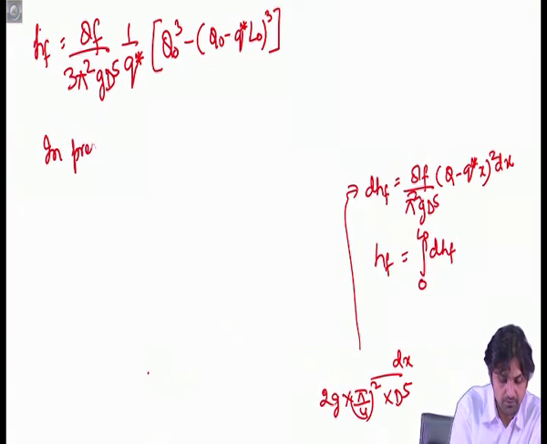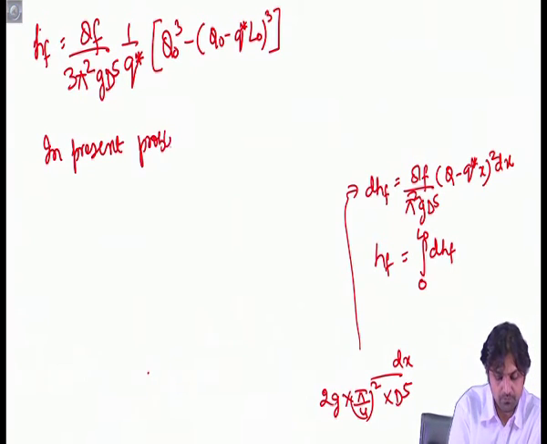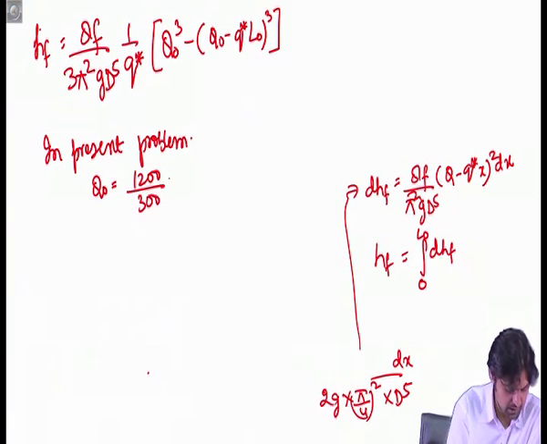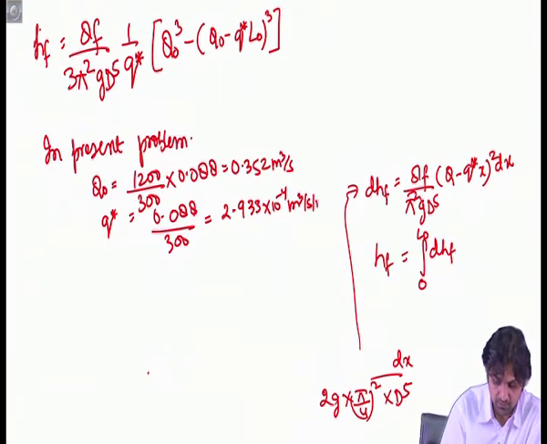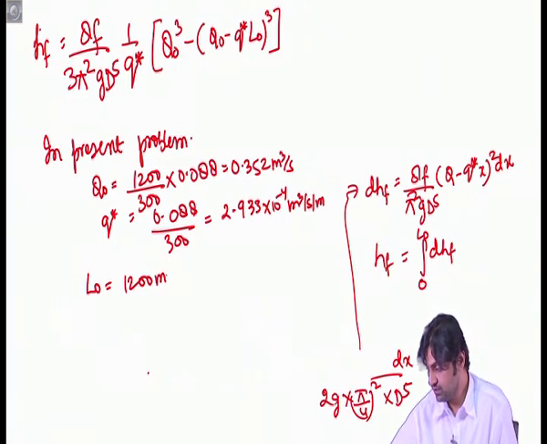So in the present problem, Q naught is 1200 by 300 into 0.088, so we have 0.352 meter cube per second, and this Q star is 0.088 by 300, that is 2.933 into 10 to the power minus 4 meter cube per second per meter, and L naught has been given as 1200 meter.